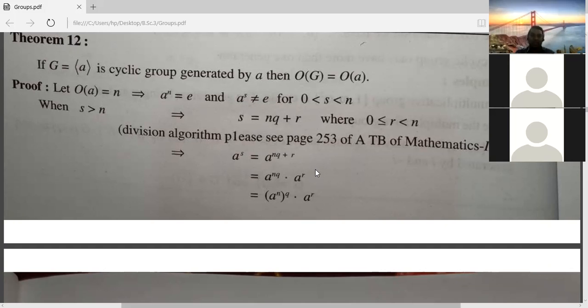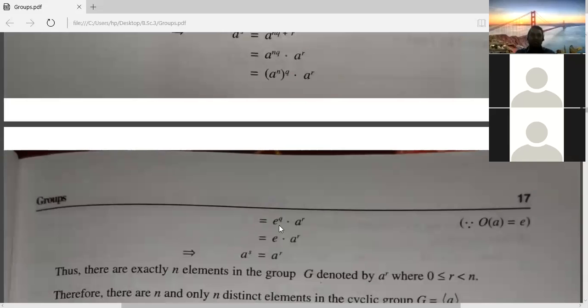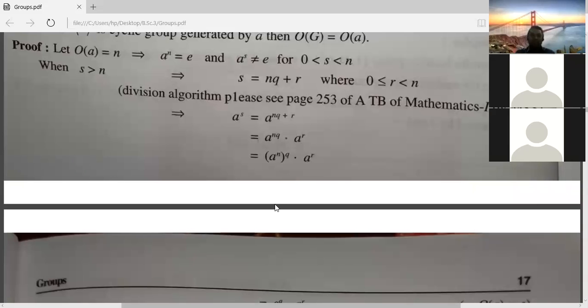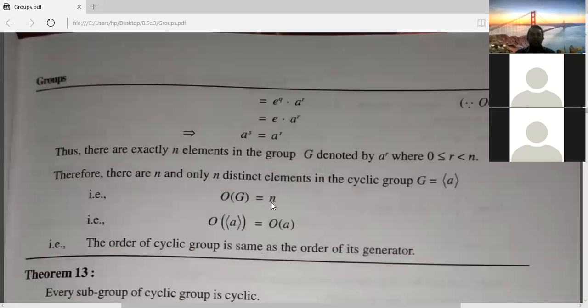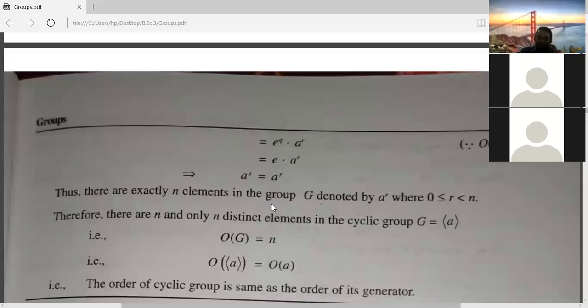Now a to the power n, that is a to the power n+r, you are getting a to the power n into a to the power r. a to the power n equals e, so e into a to the power r, you are getting a to the power s is equal to a to the power r. That means that there are exactly n elements in the group G generated by a^r, where 0 is less than or equal to r is less than n. Therefore, n and only n distinct elements are there in the cyclic group, which we are writing as Z is equal to the cyclic group generated by A.